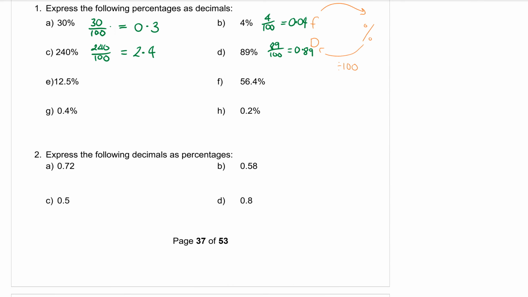So 12.5%, I'm going to divide that by 100. So 12.5 divided by 100, and we get 0.125, which is moving the two decimal places back. 56.4 divided by 100 is 0.564. There's a lot of these, isn't there? I'll quickly do the last two, and then I'll write down the answers and see if you get the same thing.